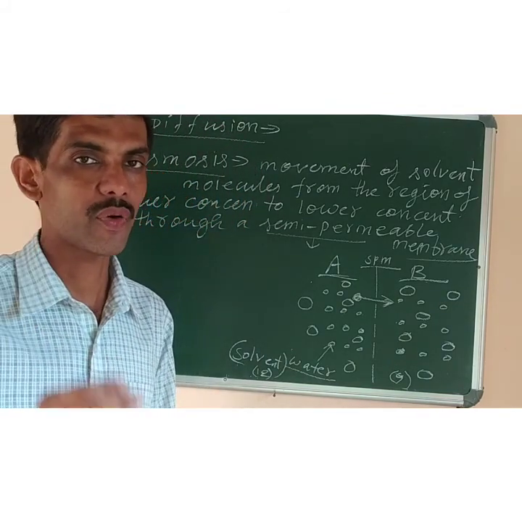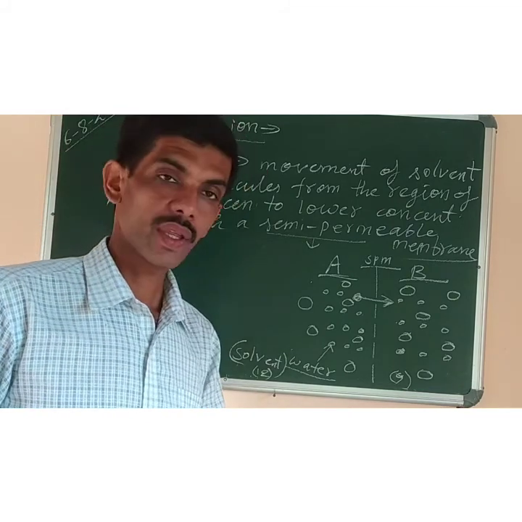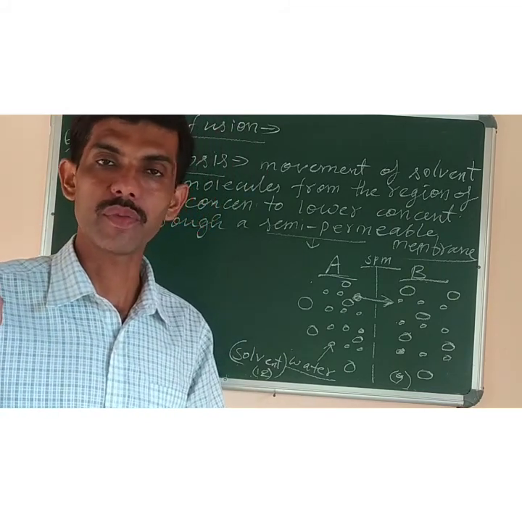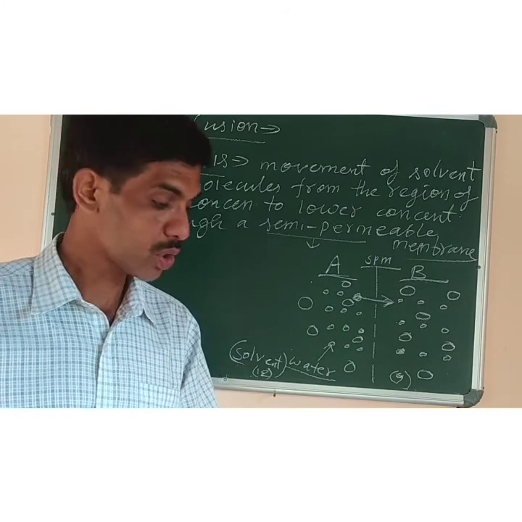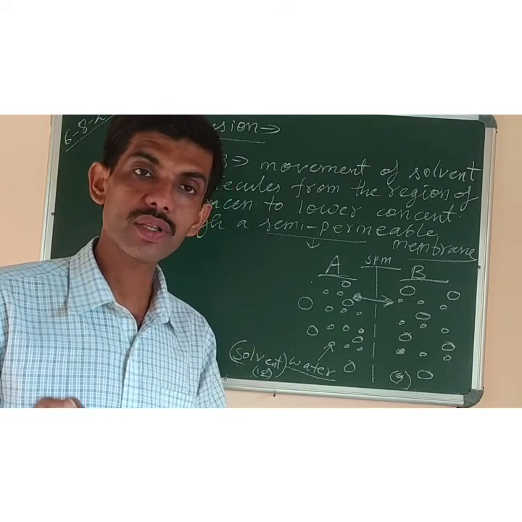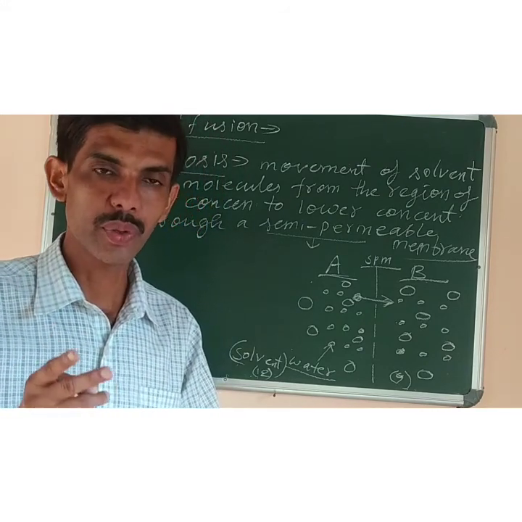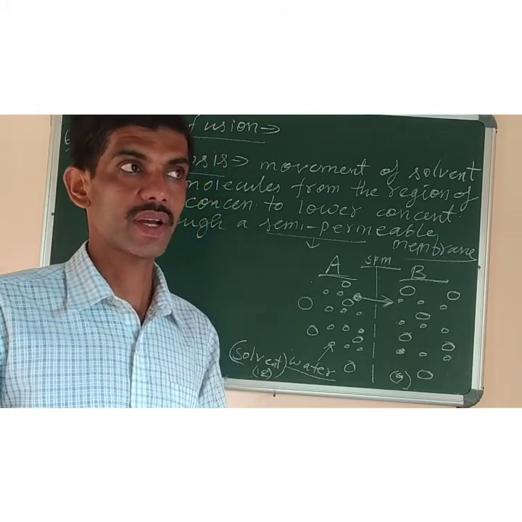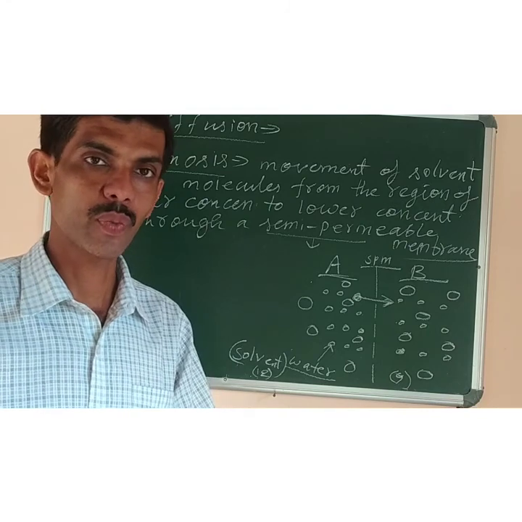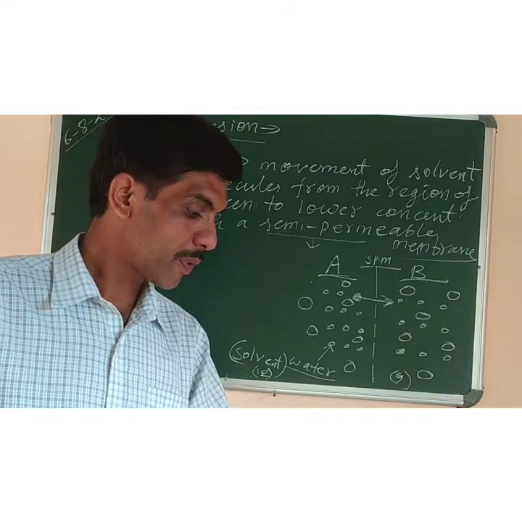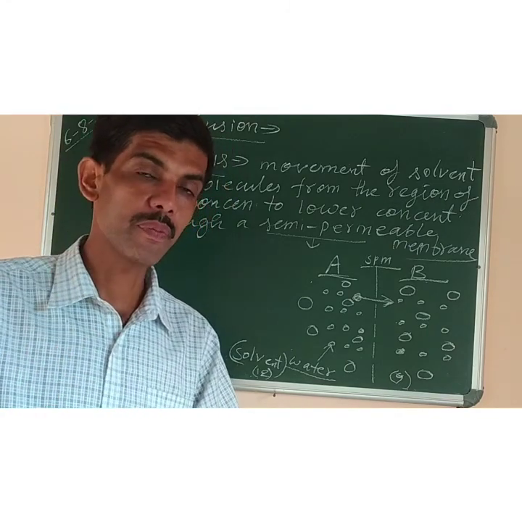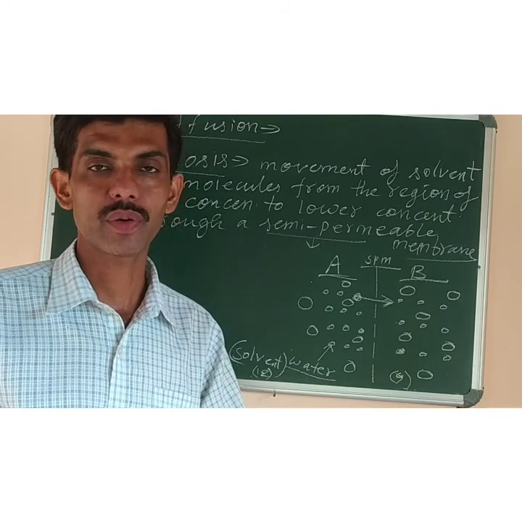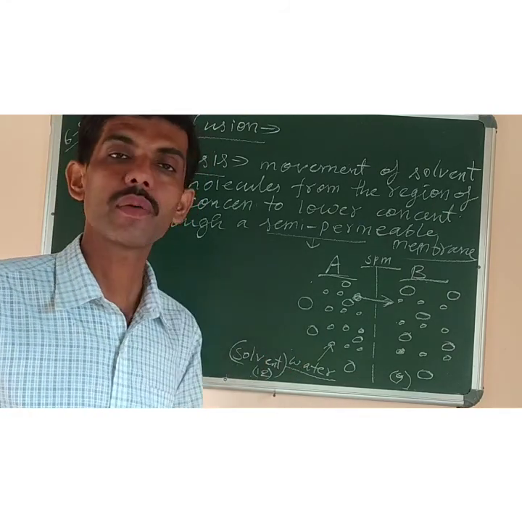I will just say there are 4 points. Diffusion can occur in all the three mediums: solid, liquid and gas. Osmosis occurs only in the solvent or the liquids. Number 2, diffusion is a very fast process. It occurs very fast, and osmosis is a slow process. Third one, diffusion does not require any type of membrane. A semi-permeable membrane is not required. But osmosis needs a membrane.